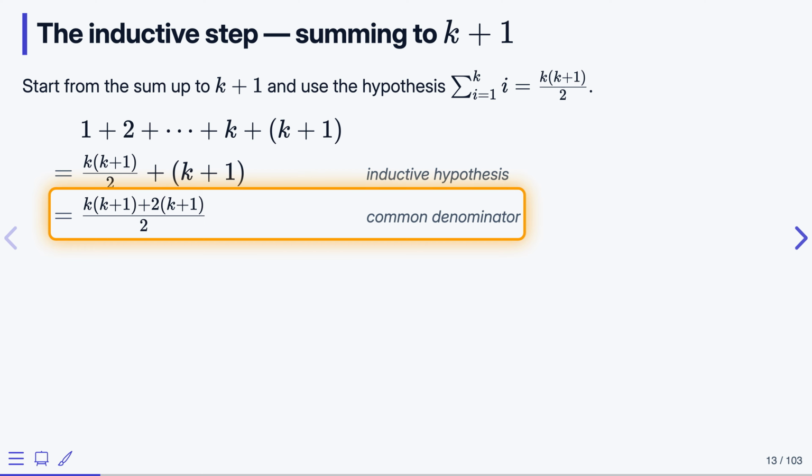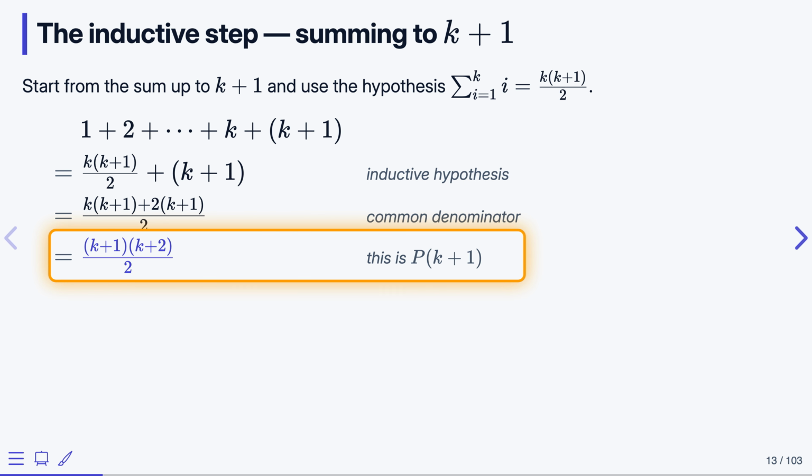Step 2. Put both pieces over the same bottom, which is 2. The top becomes k times k plus 1 plus 2 times k plus 1. Step 3. Both parts of the top share the factor k plus 1. Take it out. We get k plus 1 times k plus 2 over 2. That is exactly what P of k plus 1 claimed. The basis step and this step together prove the formula for every positive integer n.